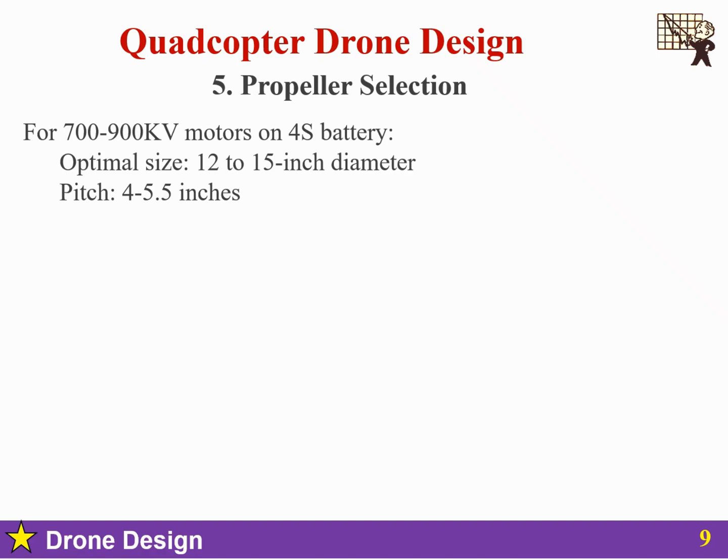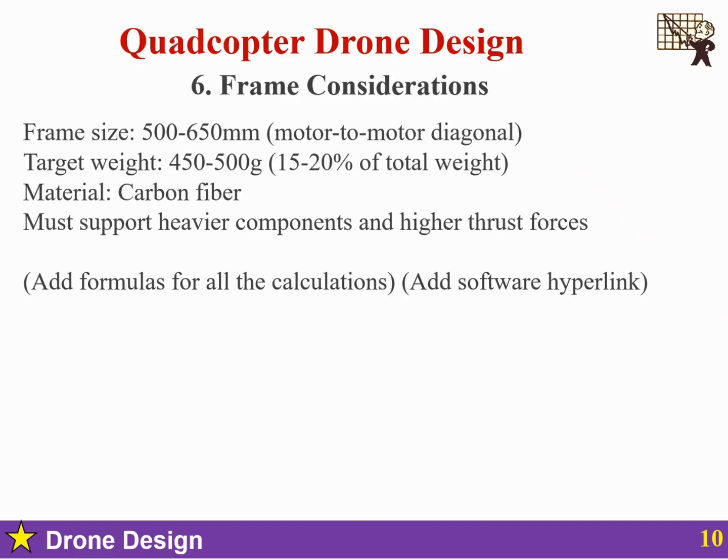The material selection becomes critical at this size. Carbon fiber propellers are almost mandatory due to the centrifugal forces involved. A 15" propeller spinning at 4000 RPM experiences tremendous stress, and plastic propellers would flex excessively, reducing efficiency and causing potential failure. So, the sixth component would be our frame considerations.